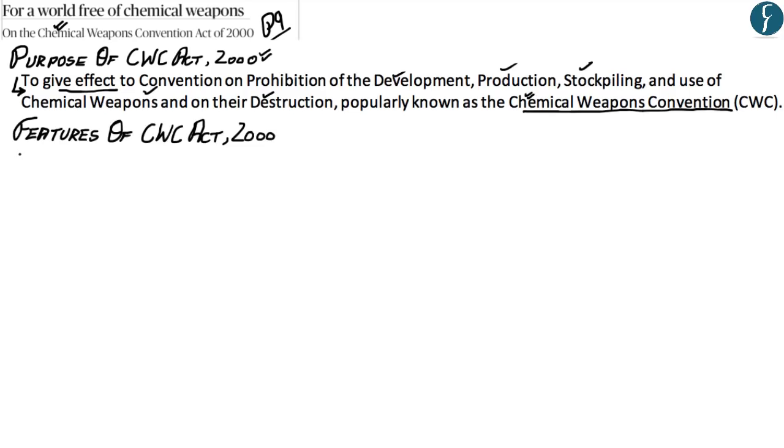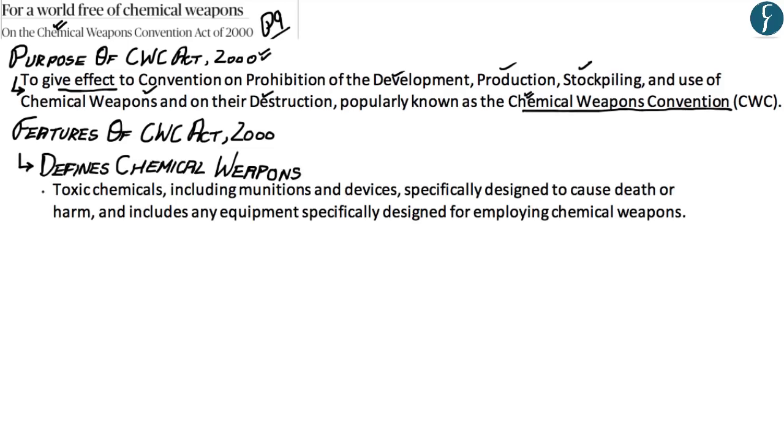Now the first feature that this article talks about of the Chemical Weapons Convention Act of 2000 is that it defines chemical weapons. This act defines chemical weapons as any toxic chemicals including ammunitions, devices which are specifically designed to cause death or harm. And moreover, this act also defines chemical weapons as including any equipment that is specifically designed for employing chemical weapons.